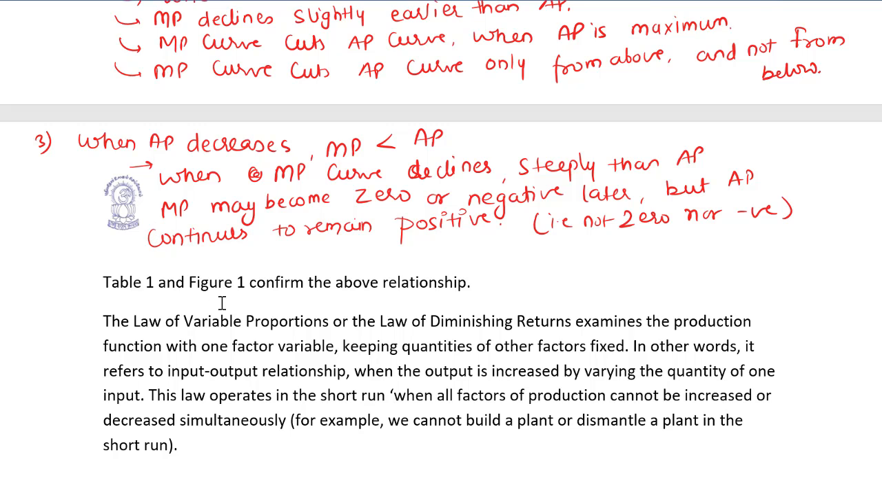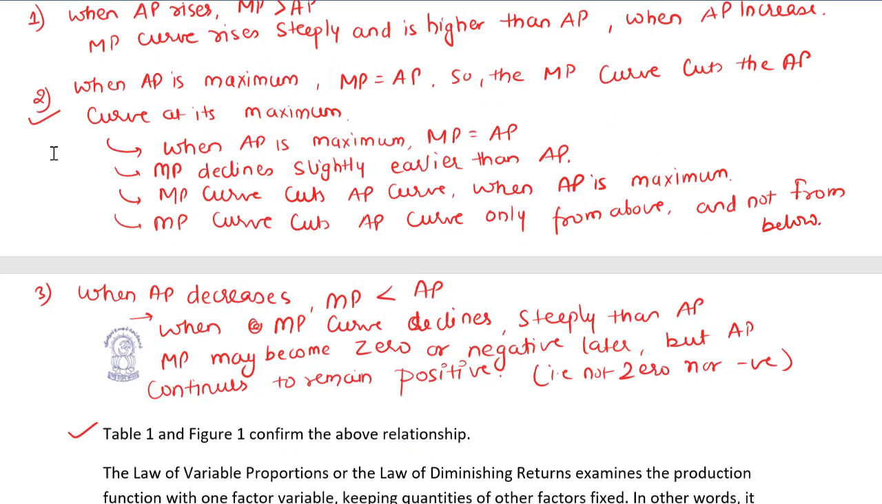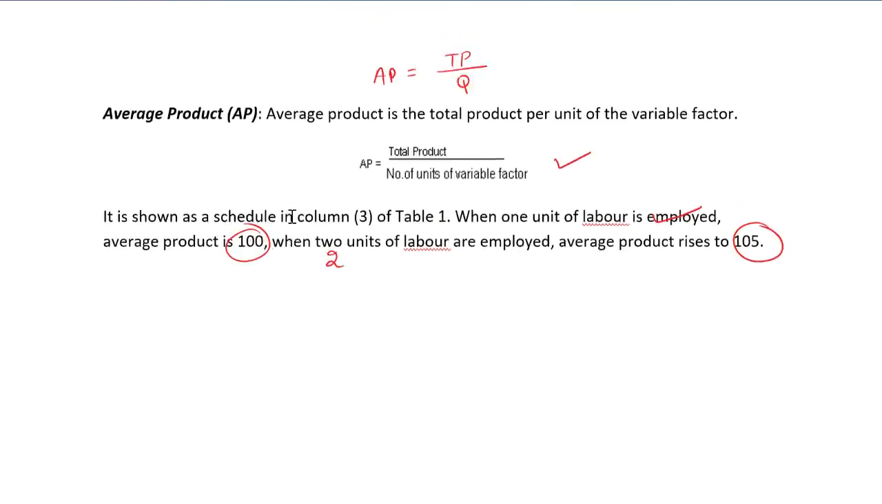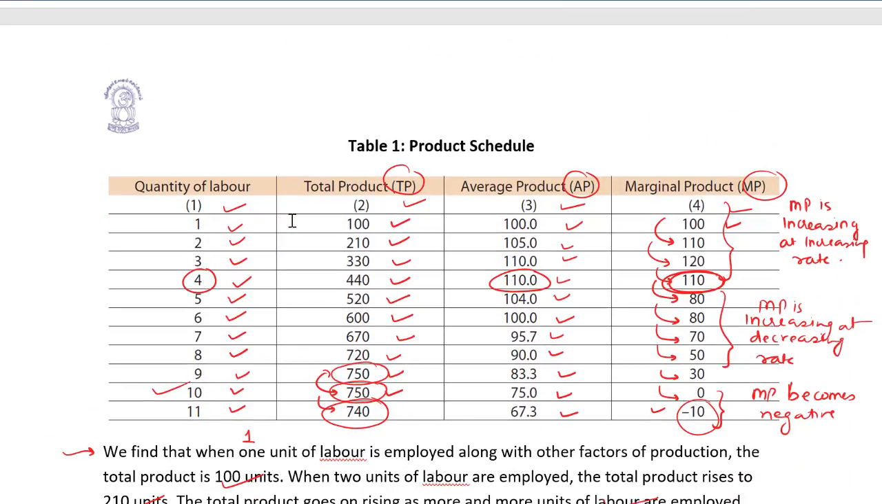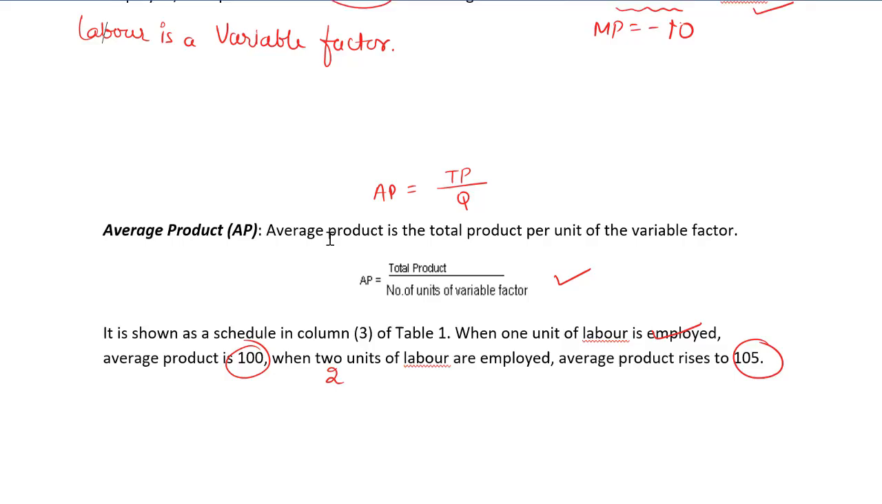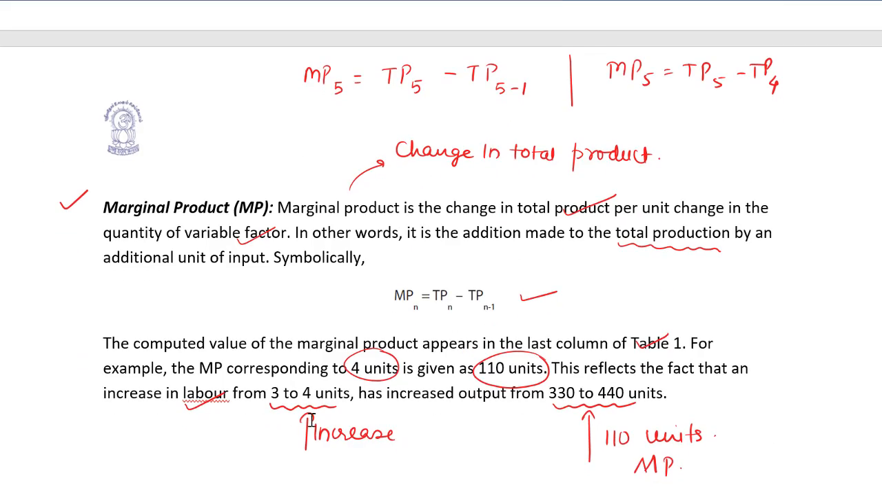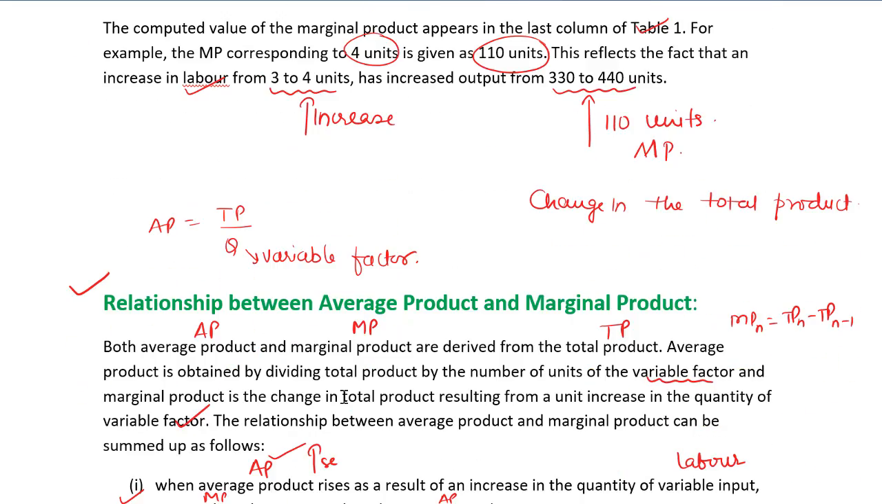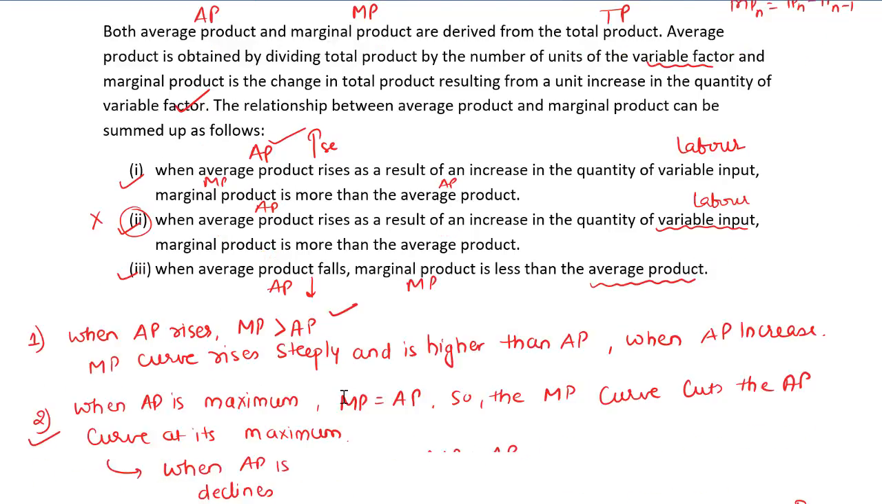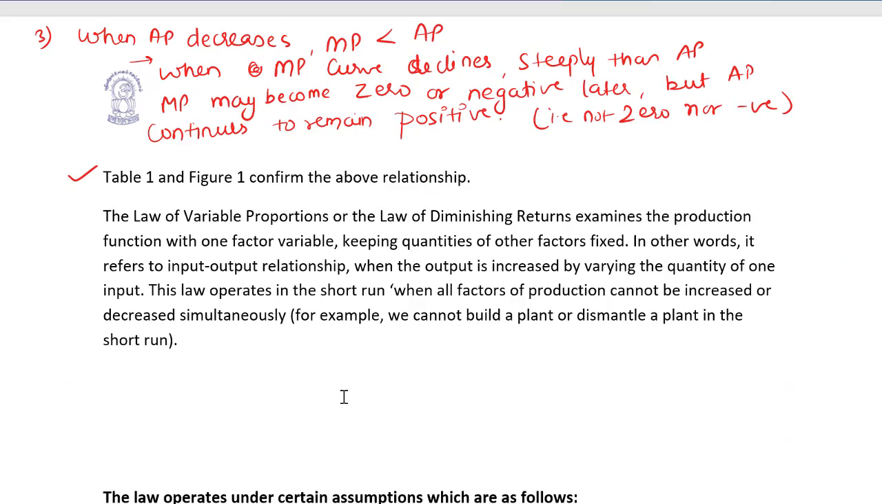Table 1 and figure 1 confirm the above relationship. We have already seen table 1 and figure 1 over here. Just see it properly. Okay. Let's move ahead now. Relationship between AP and MP, we had done this.